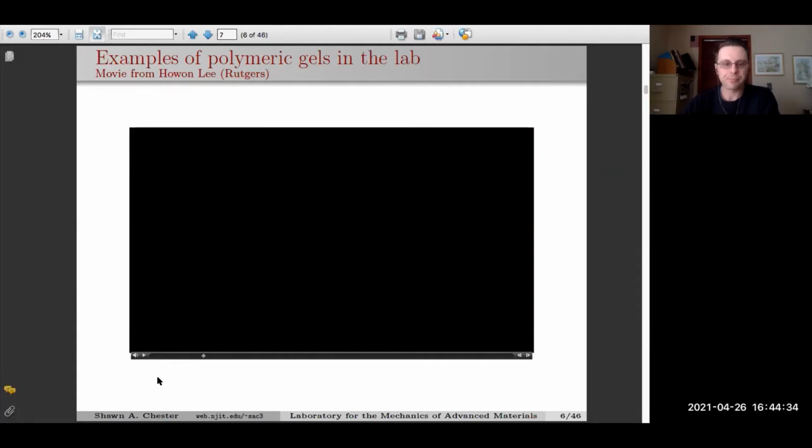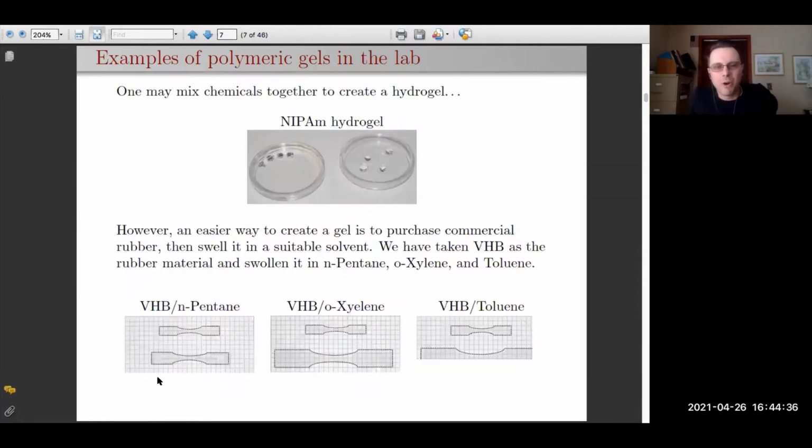So now, what are these polymeric gels? It's essentially a polymeric network. So think of a rubber-like material swollen with a fluid. Right? And that's really all there is to it. Of course, there's many varieties.